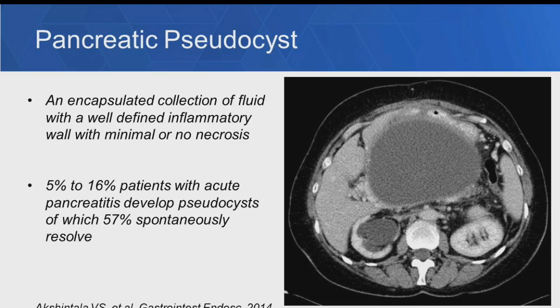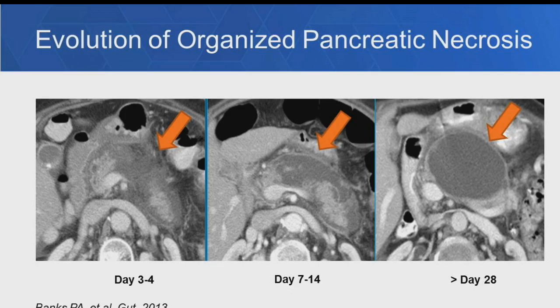And this is a pancreatic pseudocyst on cross-sectional imaging showing a homogeneous collection. There is a well-defined wall around, and there is normal functioning pancreas around. And up to 16% of the patients develop pseudocysts, of which up to 57% can spontaneously resolve without the requirement of any intervention. And this is the evolution of an organized pancreatic necrosis.